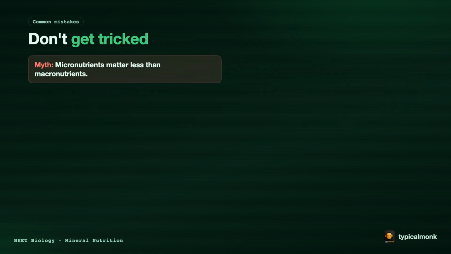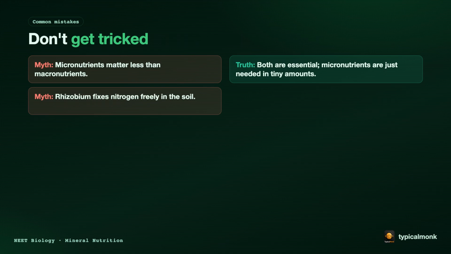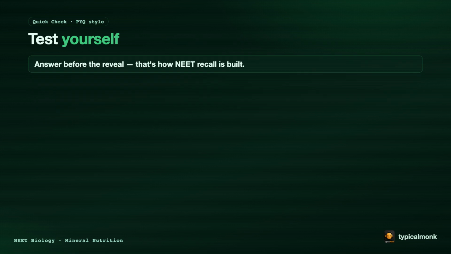Now let us clear the mistakes that students fall into. Myth: micronutrients matter less than macronutrients. Truth: both are essential. Micronutrients are just needed in very small amounts. Myth: rhizobium fixes nitrogen freely, roaming in the soil. Truth: rhizobium fixes nitrogen only inside the legume root nodules. That is, symbiotically.